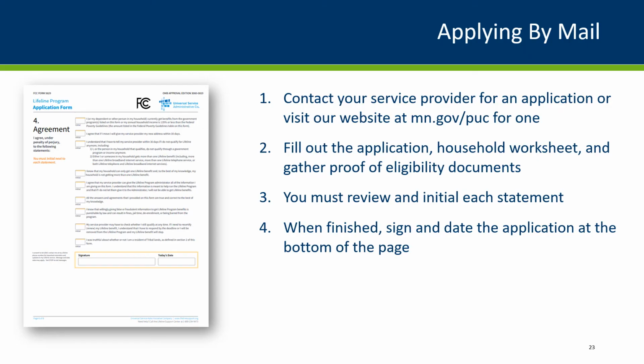Now I will explain how to apply by mail. If you would like to apply by mail, you need to contact your service provider or visit our website at mn.gov/PUC for an application. You would then fill out the application as well as another document called the Household Worksheet. You would also need to gather proof of eligibility documents for the program you or someone in that household participates in, or if you are qualifying based on your household income. Please provide copies of documentation as they will not be returned.